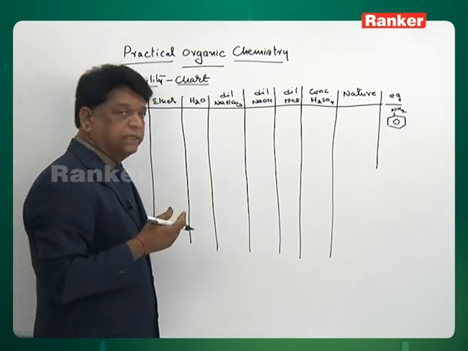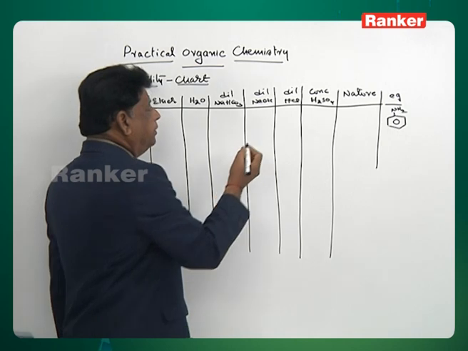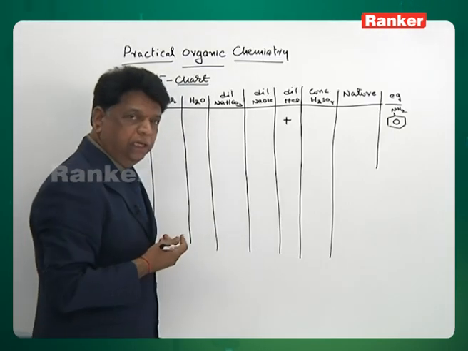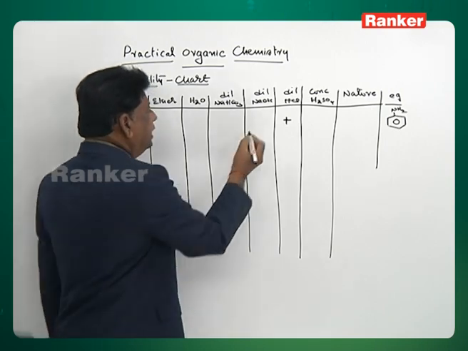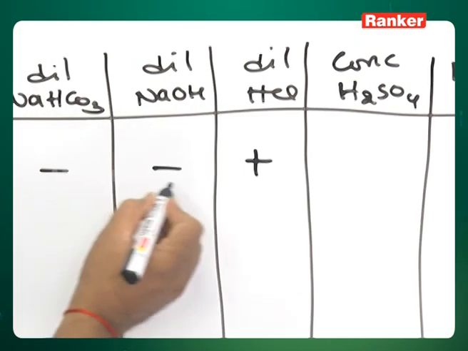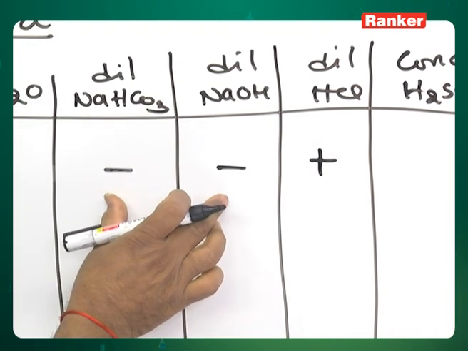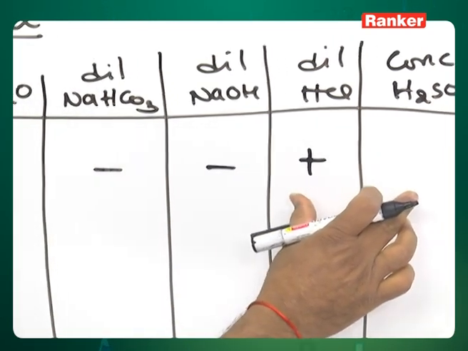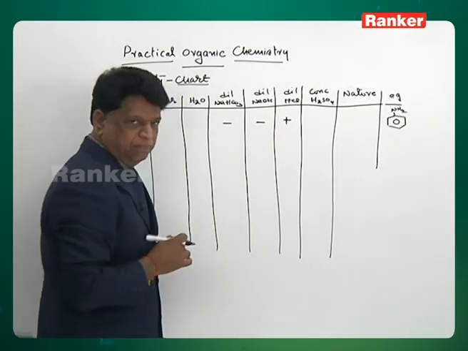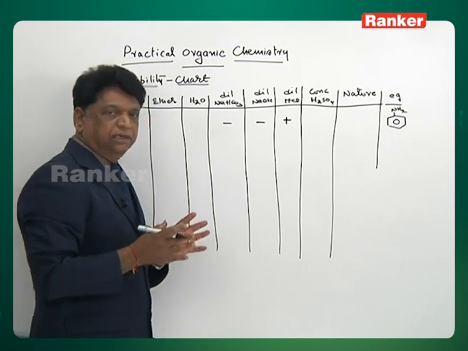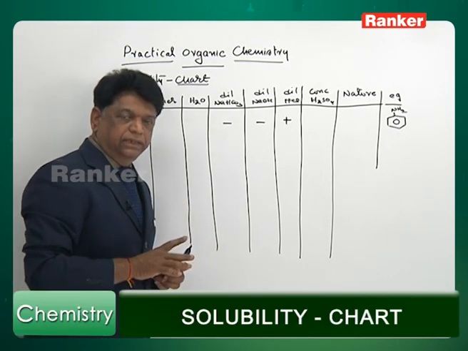So, what will be the expected character? The base will be soluble in the acid. This plus mark shows the solubility, and insoluble in both the two bases. There are two bases, two acids are given, but these two bases are important. Out of the acids, the second acid is not that important, except in one or two cases. The sulfuric acid is not that prominent, because there is one reason.